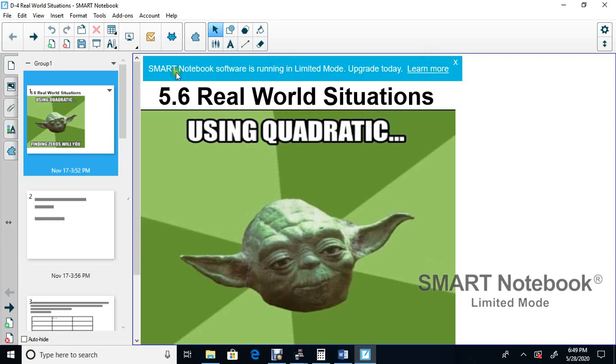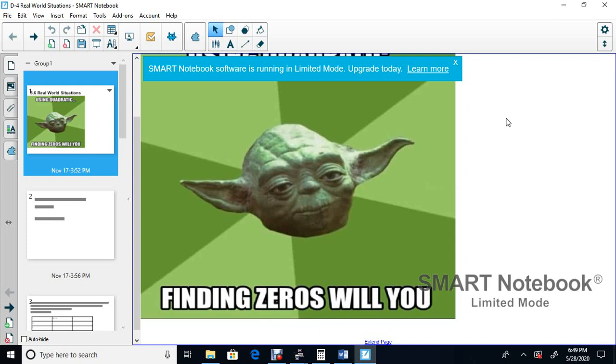So here on this one, we're going to do D4. Actually, it's real world situations. So we're going to do quadratics in real world. And here's our friend Yoda. He says, using quadratics, finding zeros, will you? Usually means you're finding the x-intercepts, or zeros they're called.